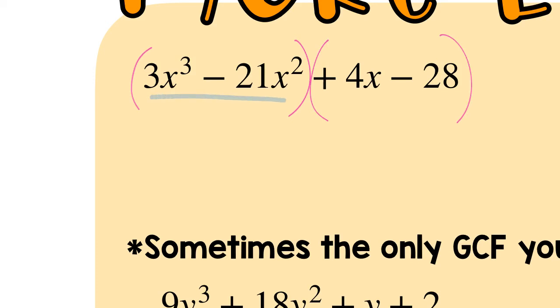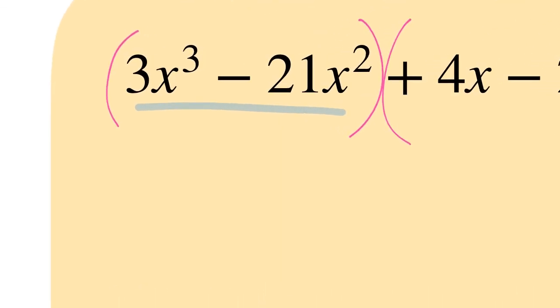So GCF here, well, this time we have a number in front. And we do it the same way, right? We want to see, is there a greatest common factor between 3 and 21? And yes, there is. 3 goes into both of those. So I'm definitely going to take the 3.